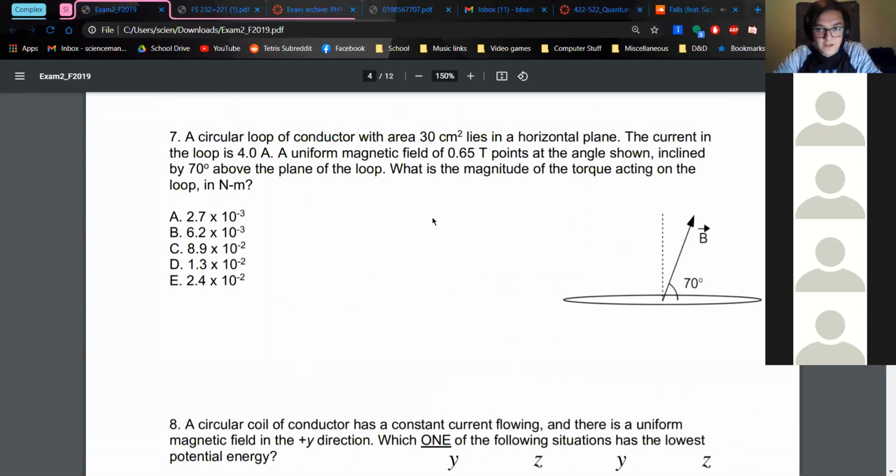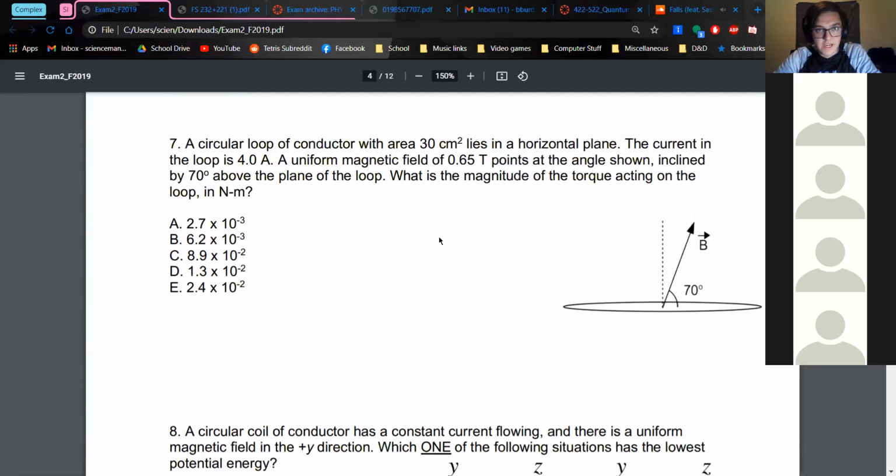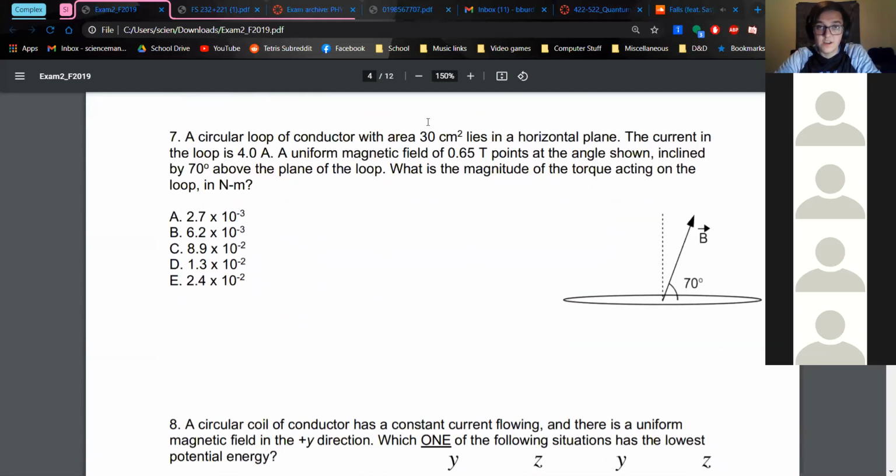So we can move on to this question right here. We've got a circular loop. They give us the area and it lies in a horizontal plane. They tell us the B field is oriented in this direction, and we want to know what is the magnitude of the torque on the loop. This is a good question. It gets you thinking about something. I'm not going to give it away yet, but it'll take about 4 minutes. That should give us enough time to get through maybe 3 more questions before the end of the session.